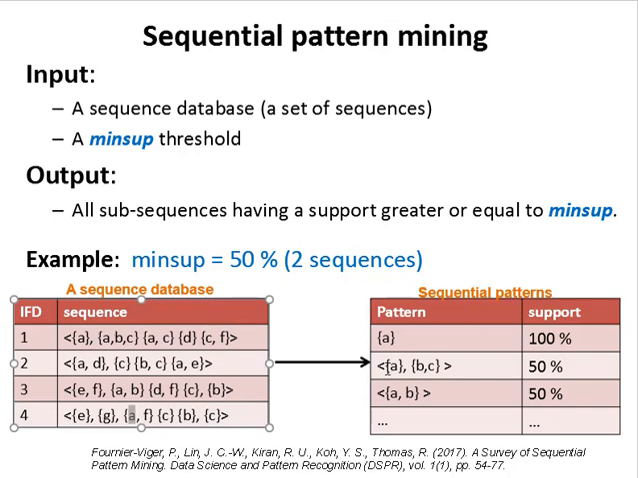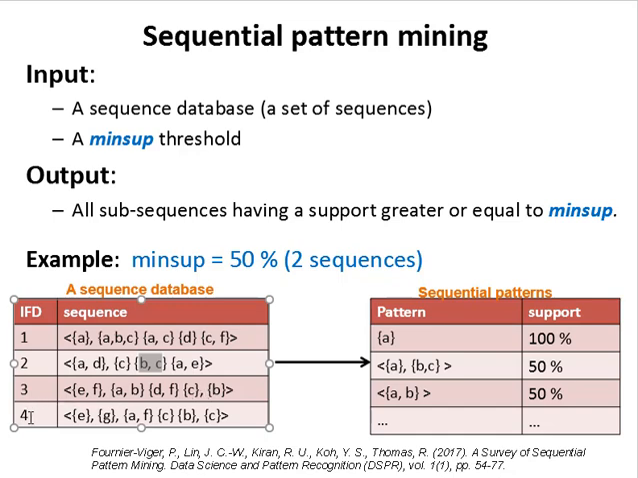Now let's look at the second pattern, A, followed by B and C at the same time. So here we have A in the first sequence, followed by B and C. So it appears 1 time. In sequence 2, we have A, followed by B and C together. So it appears twice. In sequence 3, we have A, but then we don't have B and C at the same time. So it does not appear here.